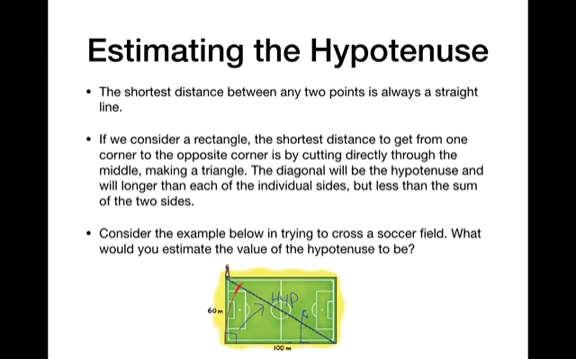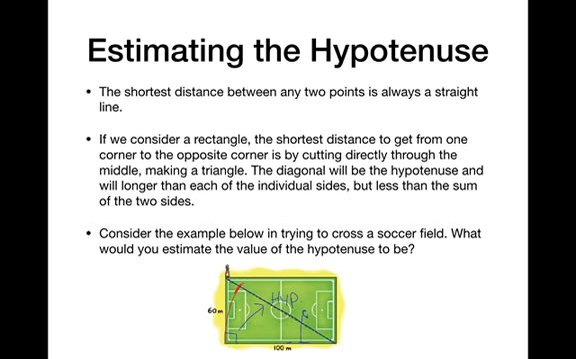When it comes to estimating the hypotenuse, like I just mentioned, the hypotenuse is always the longest side of a triangle, and in general, the shortest distance between any 2 points is always going to be a straight line. We don't always have that option. We have to follow roads or trails, and that leads us around things, but if we just go straight from point A to point B, that would always be the shortest distance, okay?